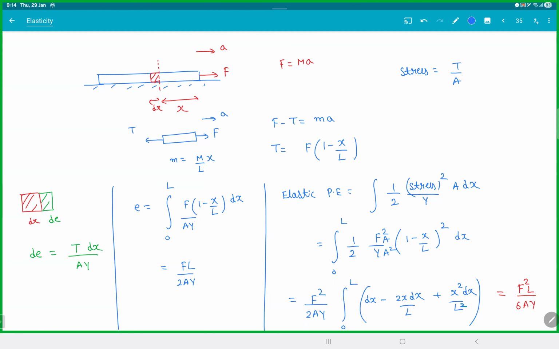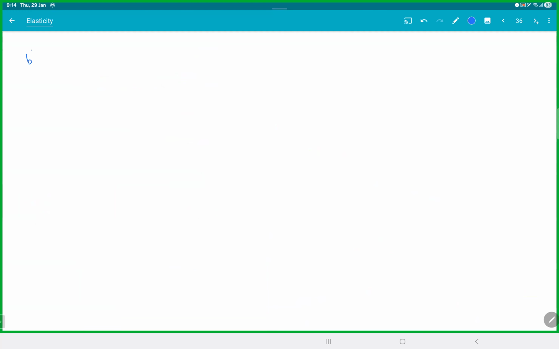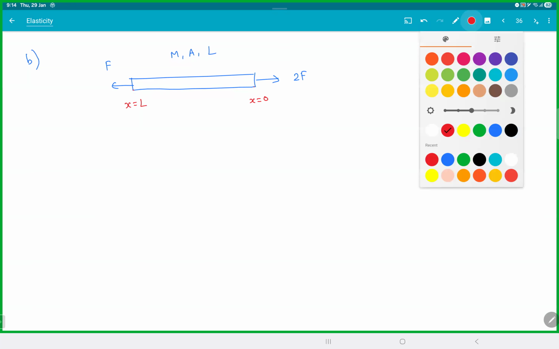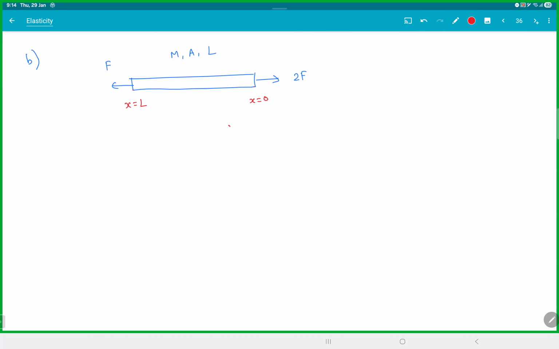Let's see one more like this. I'll change it a bit. Same thing. We have mass m, area A, length L. You are applying 2F. You are applying F. X is equal to 0. X is equal to L. But the Young's modulus Y is equal to Y naught into 1 plus x by L. Your Young's modulus is not constant.